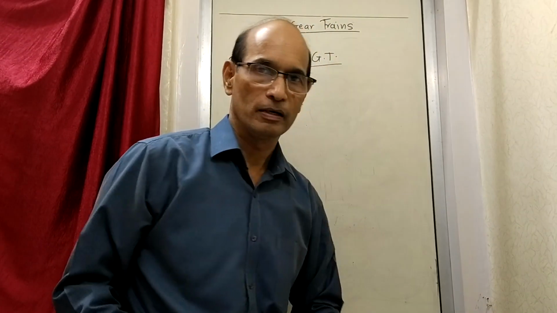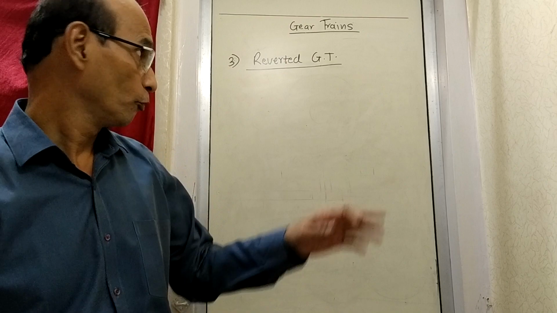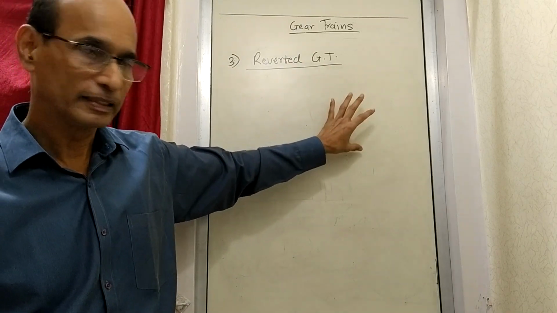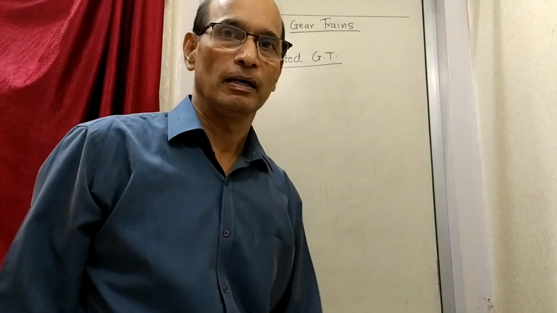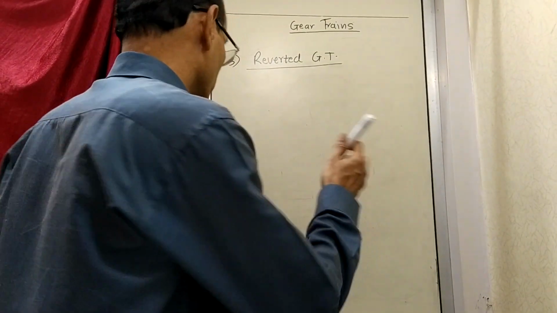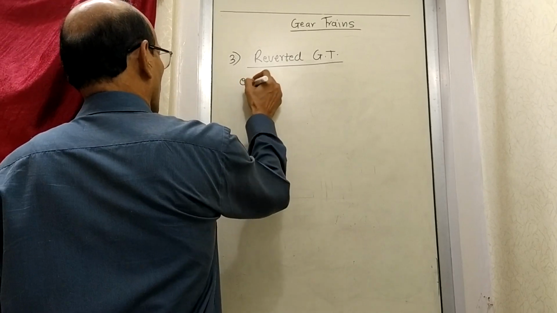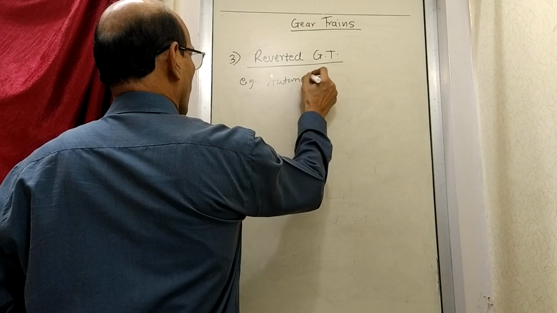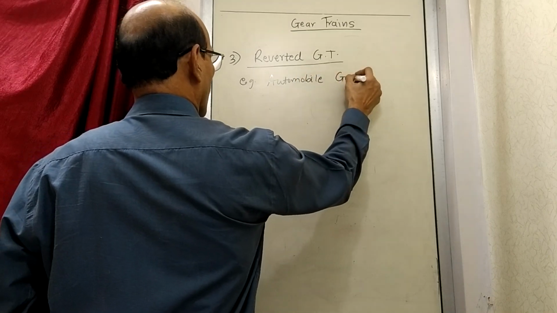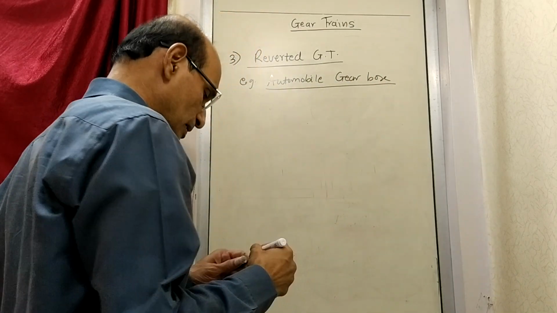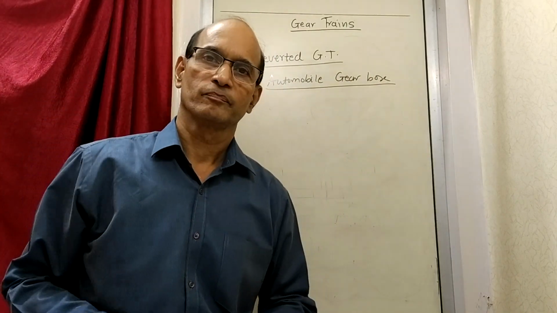Having understood the reverted gear train, before we go to the fourth type, that is the epicyclic gear train, let us take one example of this reverted gear train. The example is the automobile gearbox.